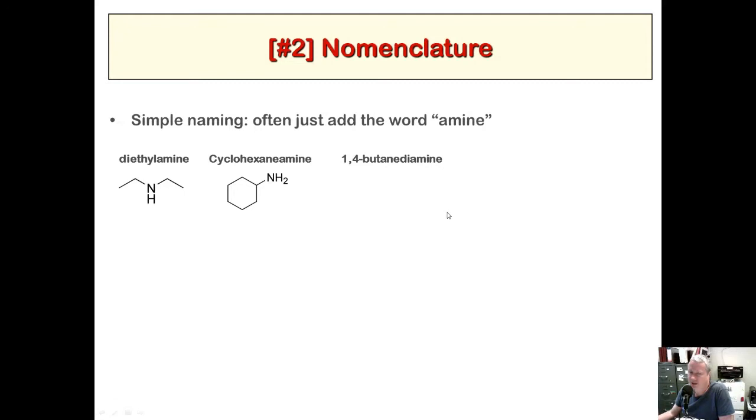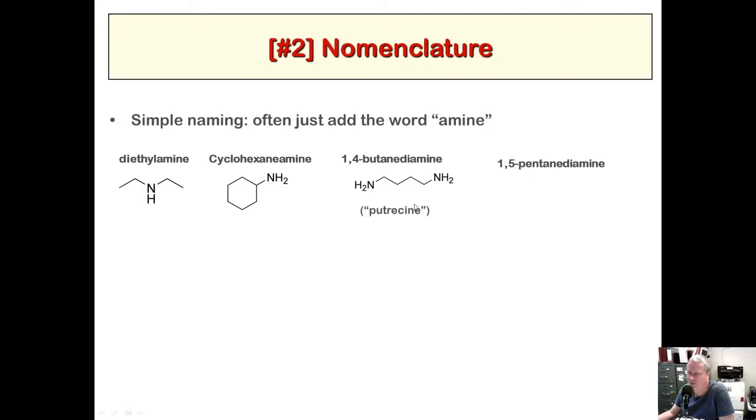1,4-butane diamine. That's pretty straightforward. Four carbons, and then we have nitrogens on numbers 1 and 4. This also has a lovely name called putrescine, and that points out the stinky nature of almost all the amines. They all kind of stink in a very consistent manner. Putrescine doesn't stink much more than the other ones. It's just, for whatever reason, this molecule got named putrescine early on in history.